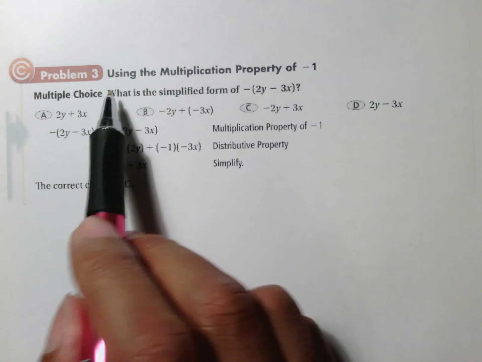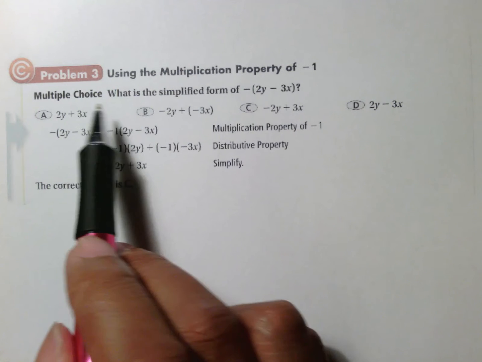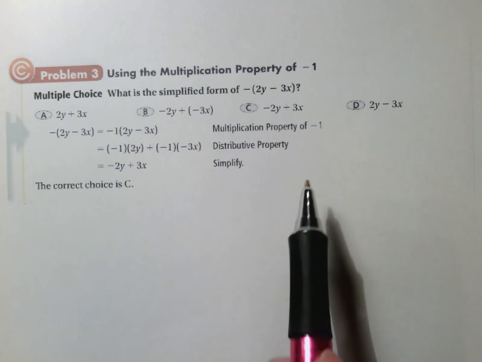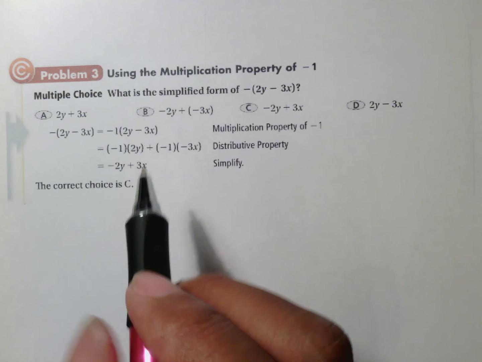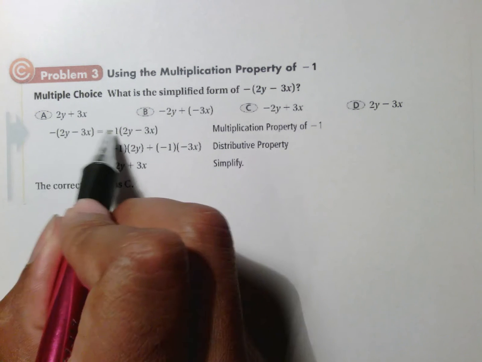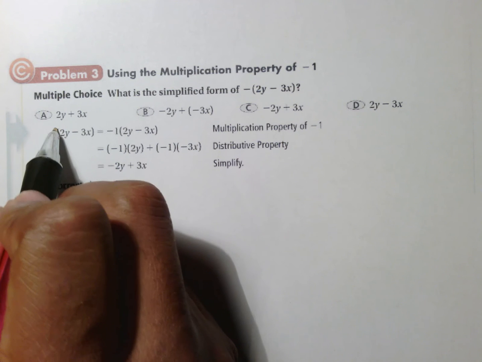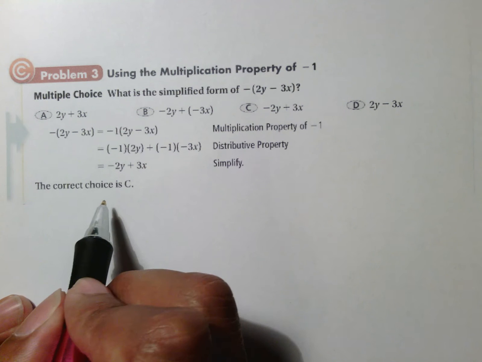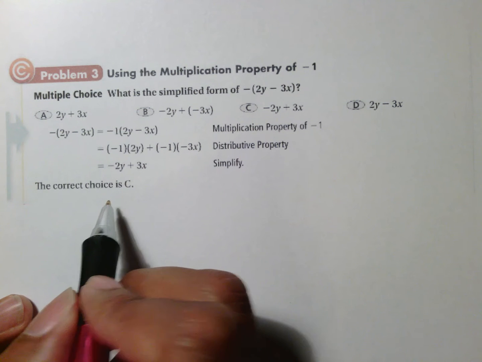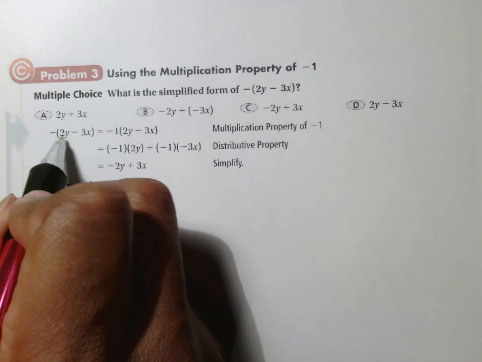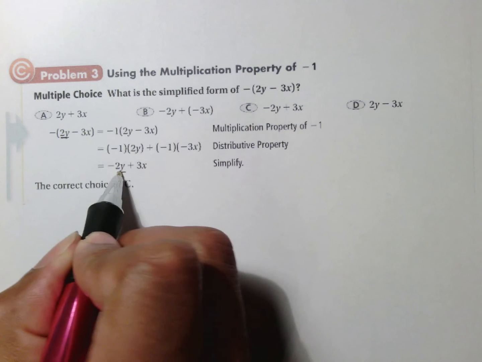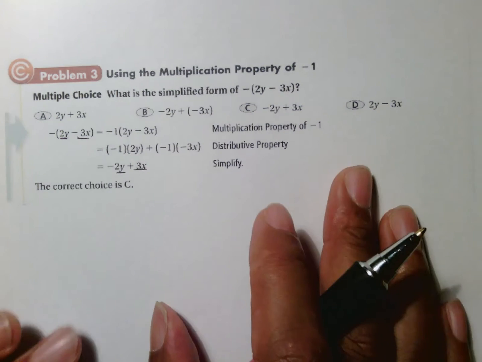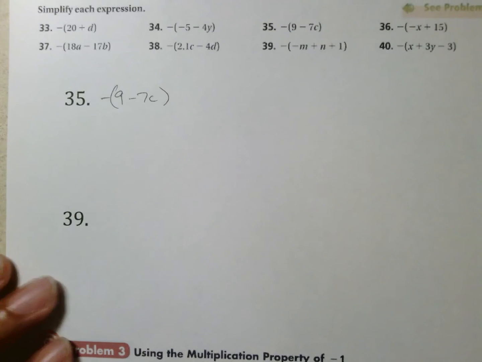It says using the multiplication property of negative 1, and it wants to know what the simplified form of negative 2y minus 3x is. And if you go to the work, it looks to me again like it made a simple shift. It simply said, remember the invisible number in algebra is 1, that if the negative is there, it's like distributing a negative 1, which to me just simply means that you're taking the opposite of positive 2y as negative 2y, and the opposite of negative 3x as positive 3x, but we'll do it the same way for the sake of our notes.